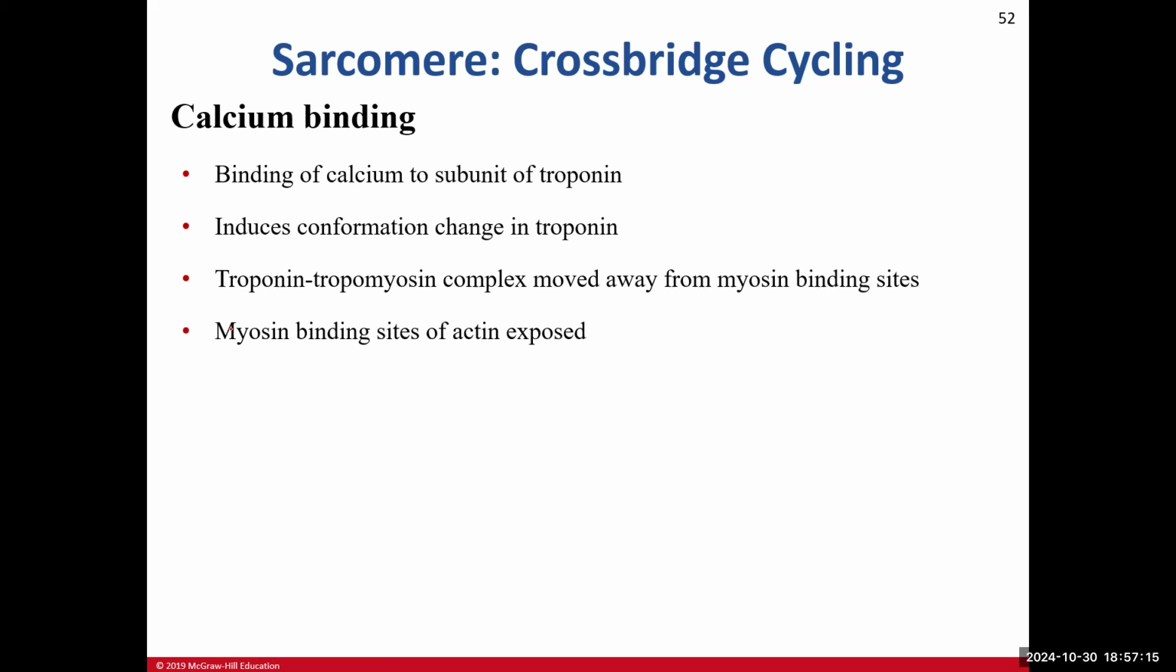Calcium binds onto troponin. Troponin causes tropomyosin to move off of those binding sites, and now we've exposed the myosin binding sites on actin. So now we can initiate our muscle contraction. At this point, the only other thing that we need is ATP. Know this, folks: two things that you need for a muscle contraction are calcium and ATP.